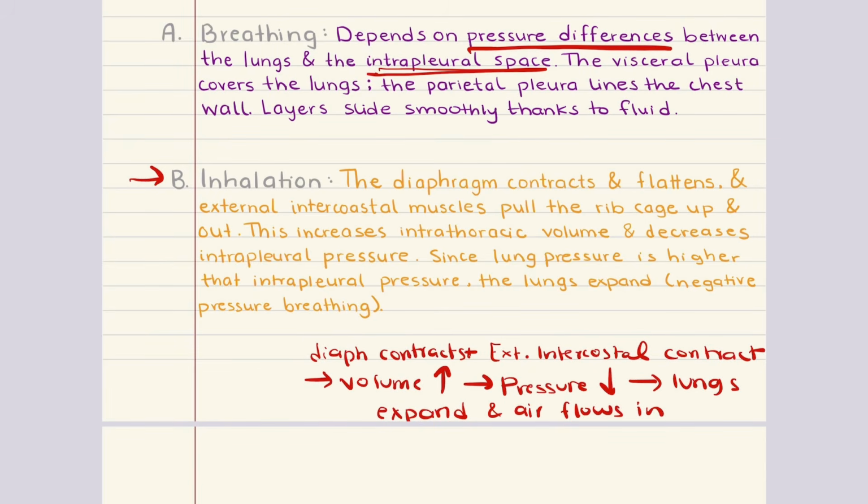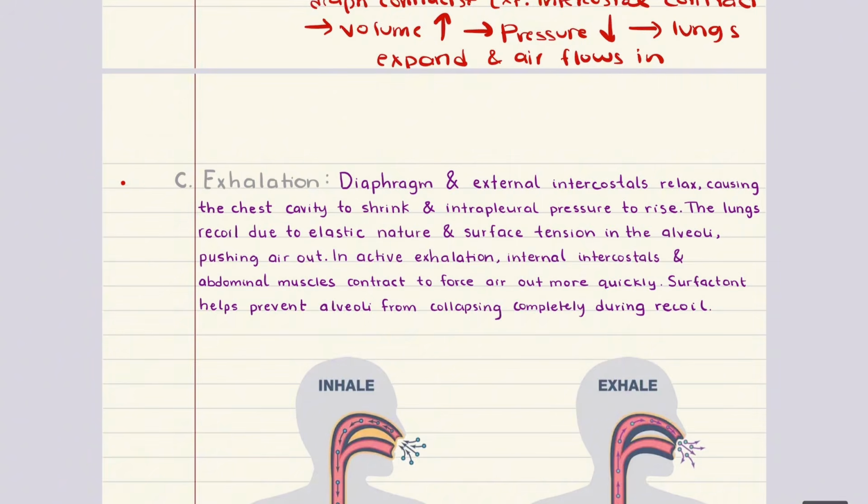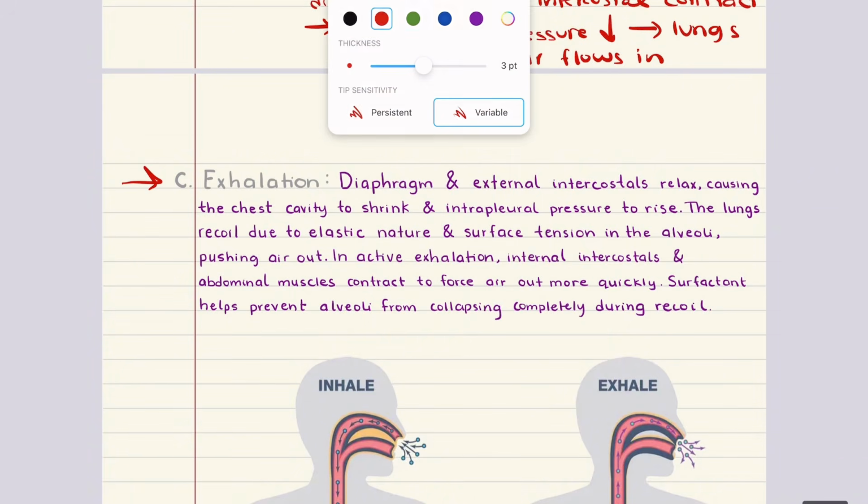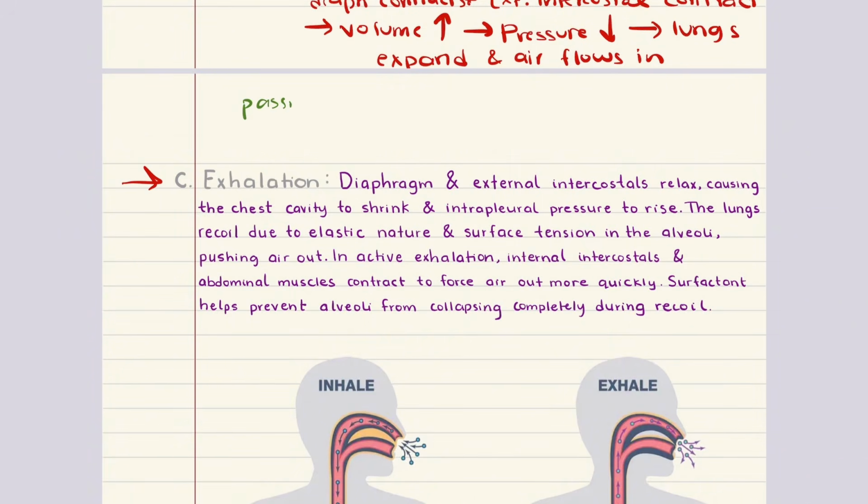Now let's look at exhalation. In passive exhalation, like when you're at rest, the diaphragm and the external intercostal muscles relax, and that causes the chest cavity to shrink. As the volume of the thoracic cavity decreases, the intrapleural pressure rises and the lungs recoil. This recoil happens because of two things: one, the elastic nature of the lung tissue, and two, the surface tension inside the alveoli. Together, these forces push air out of the lungs.